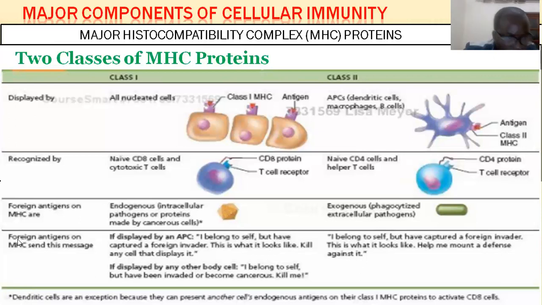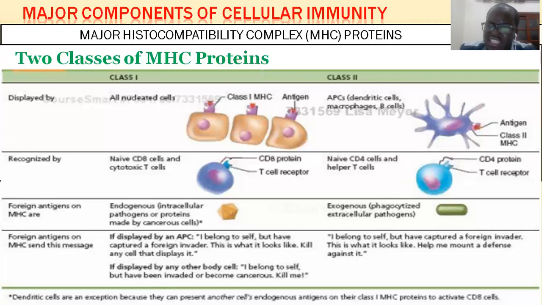So let's go to how the foreign antigen on the major histocompatibility complex sends these messages. What kind of message is this antigen going to send to the cells that are being activated? So the antigen found within major histocompatibility complex number 1, which is expressed by all cells, what kind of information is it going to send to the cytotoxic T cells? Now listen. If displayed by an antigen presenting cell, the information is: I belong to self, but I have captured a foreign invader. This is what it looks like. Kill any cell that displays it.